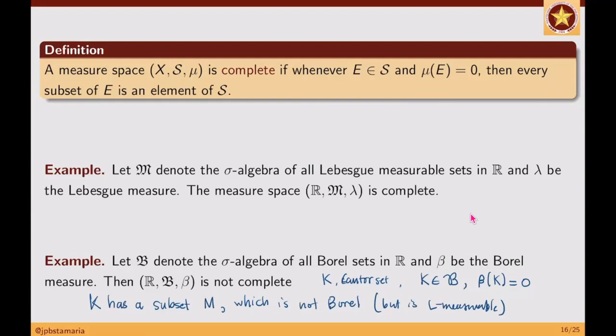So you see, K is in B, right? Its measure is 0, but it has a subset M that is not a Borel set. So its subset is not in B. Therefore, this measure space is not complete, or it cannot qualify as a complete measure space. Did you understand?